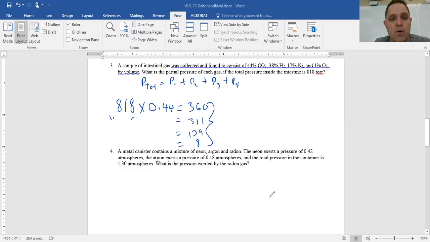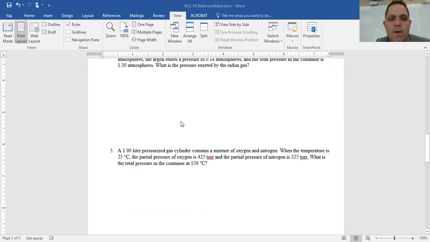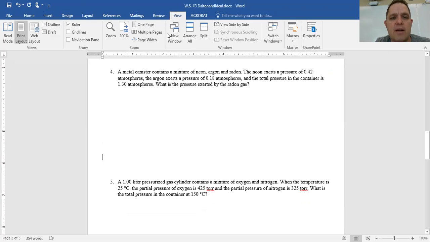All right, let's look at number 4. Let's scroll this up just a little bit so it's a little bit easier to see. All right, so a metal canister contains a mixture of neon, argon, and radon. The neon exerts pressure of 0.24 atmospheres. Argon exerts 0.18 atmospheres. The total pressure of the container is 1.30. What is exerted by radon gas?